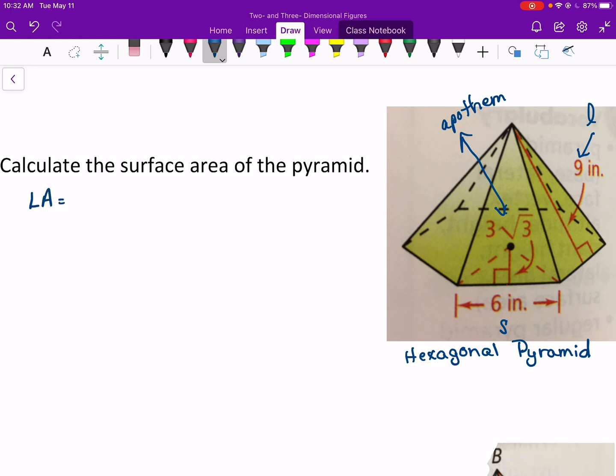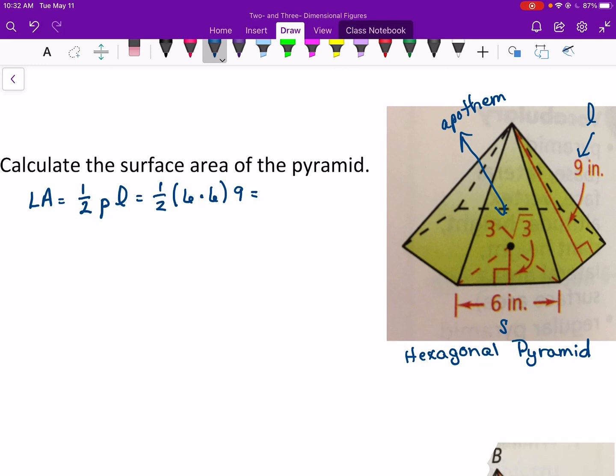That's the area of all the sides added together. They are triangles. That's why the 1/2 is in there. Perimeter times slant height. That is 1/2. Each side is 6, and there are 6 of them. So we're going to take 6 times 6 to get that perimeter. And the slant height is 9.